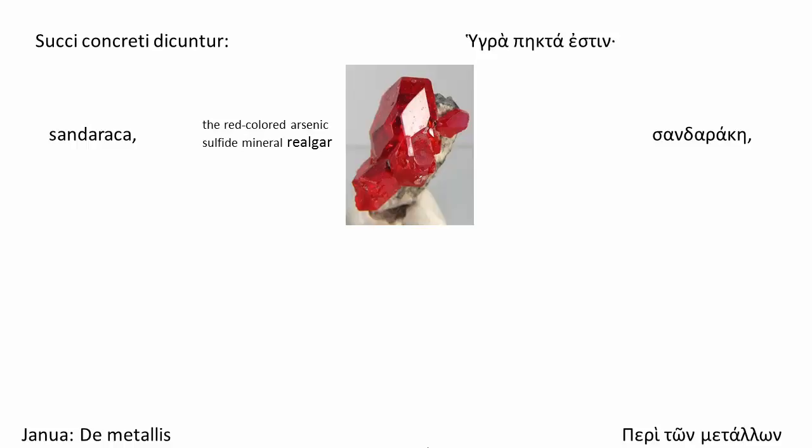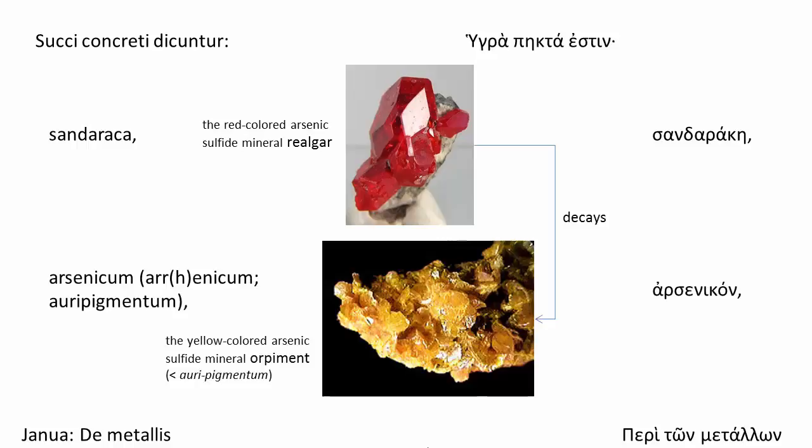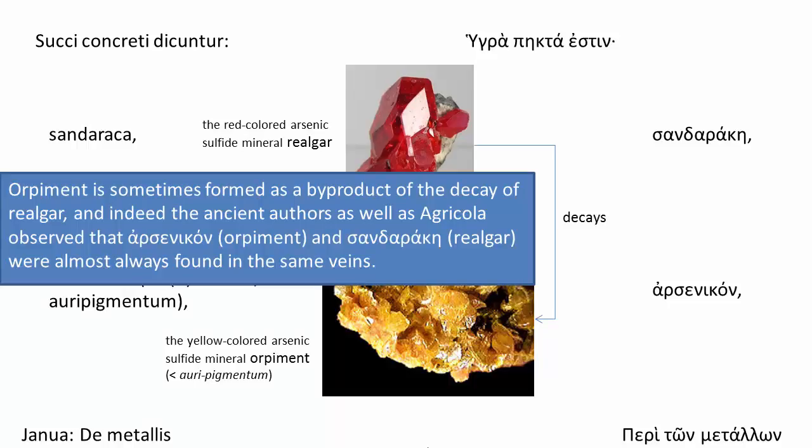Sandarica, from the Greek sandarake, the red-colored arsenic sulfide mineral realgar. Arsenicum, from the Greek arsenikon, and in Latin also called auripigmentum, which is the yellow-colored arsenic sulfide mineral orpiment, which gets its name from auripigmentum. Orpiment is sometimes formed as a byproduct of the decay of realgar, and indeed the ancient authors as well as Agricola observed that arsenikon, orpiment, and sandarake, realgar, were almost always found in the same veins.